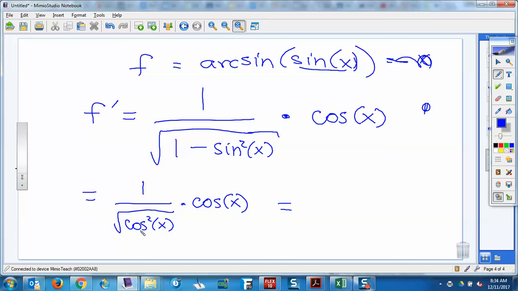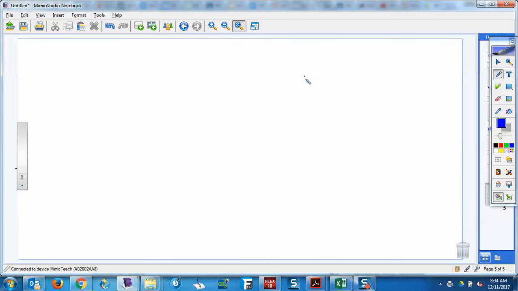Now, I know what you're thinking. What's the square root of cosine squared? Well, you would think that's cosine, and then cosine divided by cosine would be 1. But we just said it wasn't. Well, remember, we did this the other day. What's the square root of x squared? We did this on Friday.